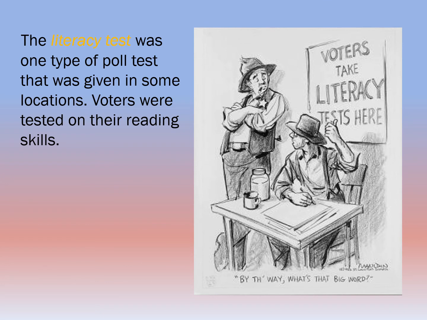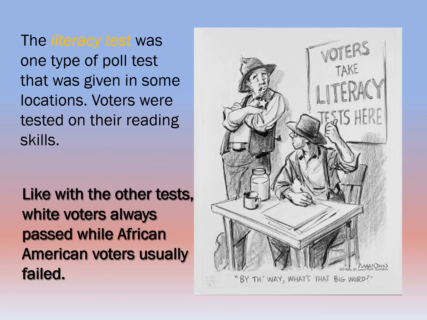The literacy test. Okay, so this was one of the unfair tests, right? This was given in some locations; voters were tested on their reading and writing skills. Well, most of these African Americans, especially in the South, had been slaves not too long before, and they weren't allowed to learn how to read and write. So there's no way they could pass a literacy test. And of course, like with the other tests, white voters always passed because they were basically given a pass, while African American voters usually did not. Just the cards were stacked against them. It wasn't a fair deal, but that was one way the states really cut down on the black vote.